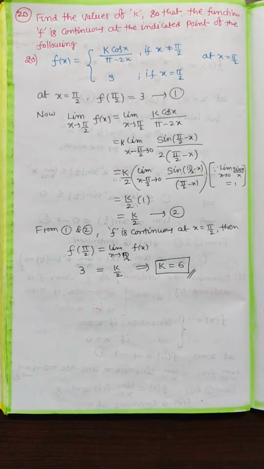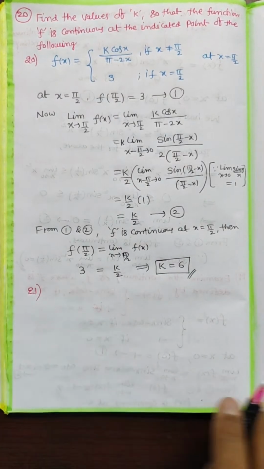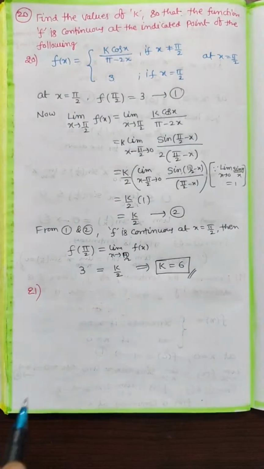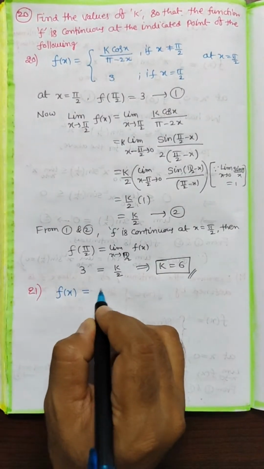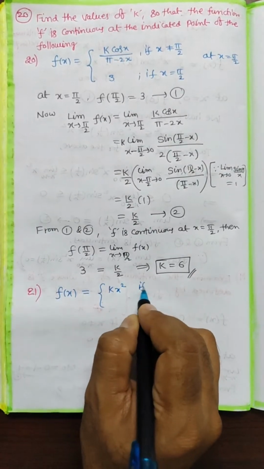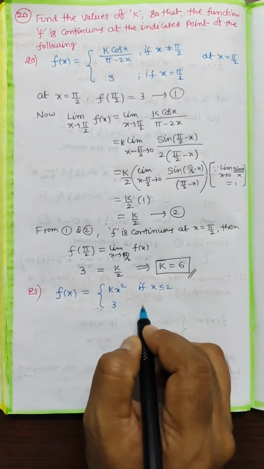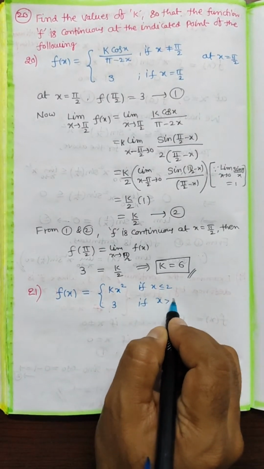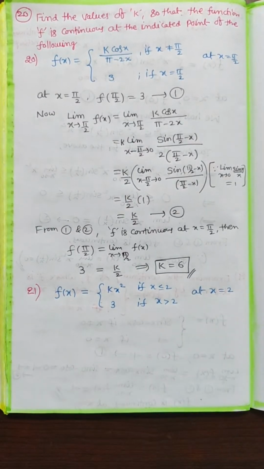Just I already wrote that. Yes, question number 21. Write the function: f of x is equal to kx square if x is less than or equal to 2, and 3 if x is greater than 2, at x is equal to 2.